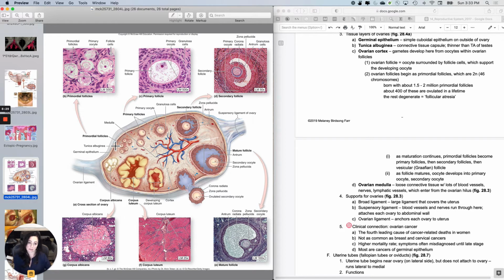They age with us. Okay, so what happens to the ones that you don't use if you only ovulate around 400 oocytes per reproductive years, per whole reproductive cycle?